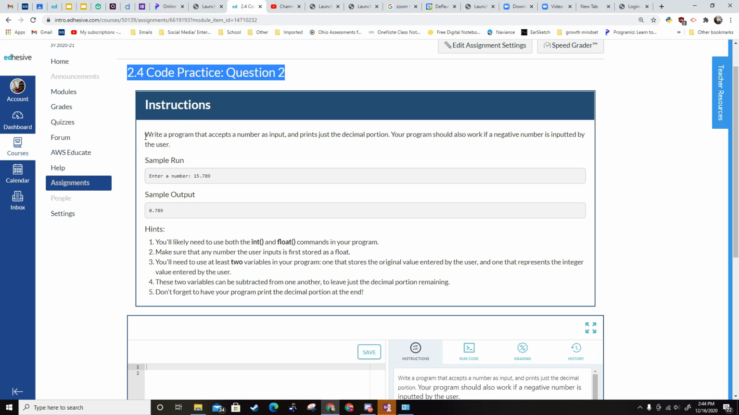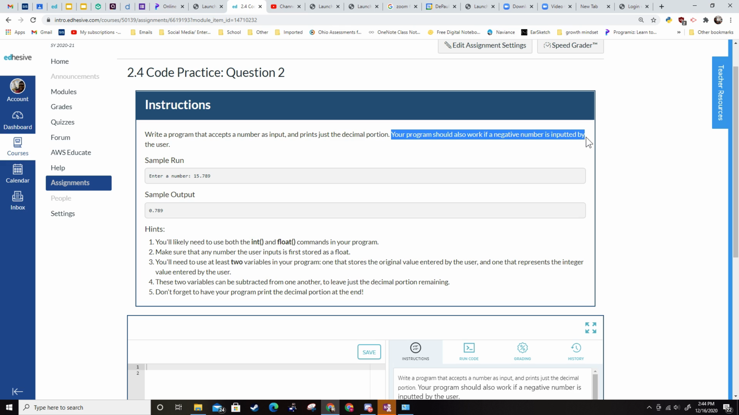So, let's just analyze this first part before we even get into all this. You are needing to write a program that enters a number as an input. So we are inputting a number, and it is going to give me just the decimal portion. Whenever we're seeing the decimal portion pop up, that means that somewhere in our program we are involving the float command. Now, our program should also work if a negative number is inputted by the user.